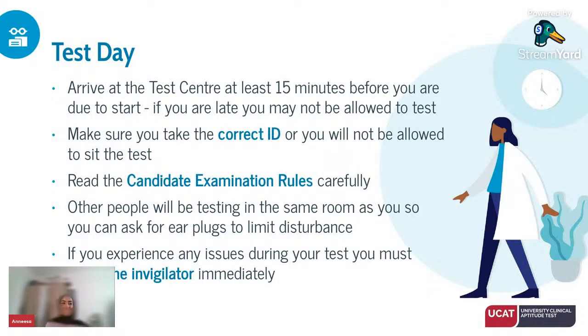So during the test day, make sure you arrive at the test centre at least 15 minutes before you are due to start. If you're late, they don't allow you in. So you don't want to run the risk of missing your UCAT date. So make sure you are on time or early. Make sure you bring the correct ID or you will not be allowed to sit the test. The correct ID that they accept can be found on the UCAT website. So make sure you have a look.